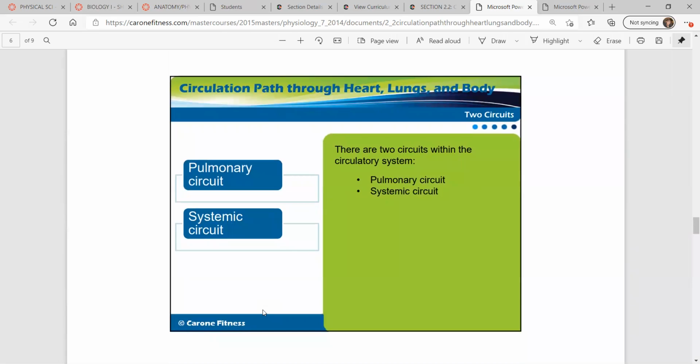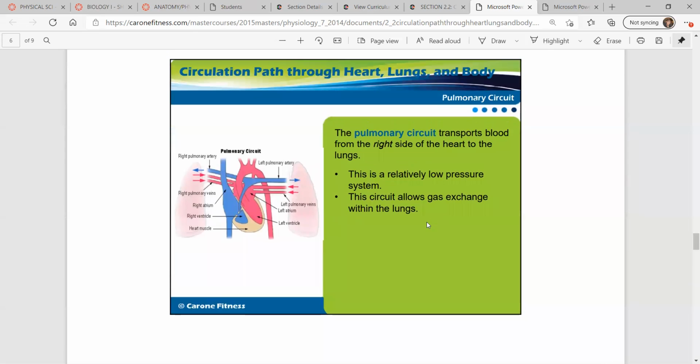And there are two circuits within the system itself, the pulmonary circuit and then the systemic circuit. Taking a look at those two, the pulmonary circuit transports blood from the right side of your heart to the lungs. It's a relatively low pressure system. Your heart's not pumping hard to do this job. And this circuit allows gas exchange within the lungs.